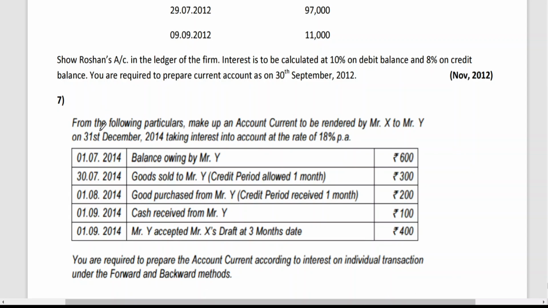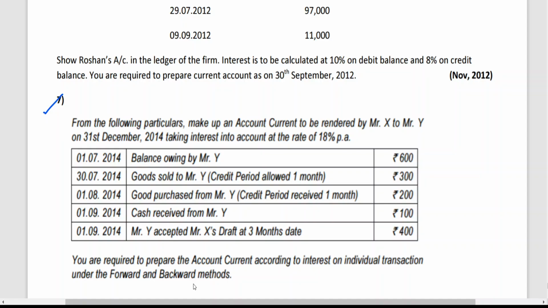Today I am taking up the first problem, number 7. From the following particulars, make up an account current to be rendered by Mr. X to Y on 31st December 14, taking interest into account at the rate of 18% per annum. Balance owing by Mr. Y. Goods sold to Y, credit period allowed 1 month. Goods purchased from Y. Cash received from Y. Y accepted X's draft at 3 months' date. You are required to prepare the account current according to interest on individual transactions under the forward and backward methods.